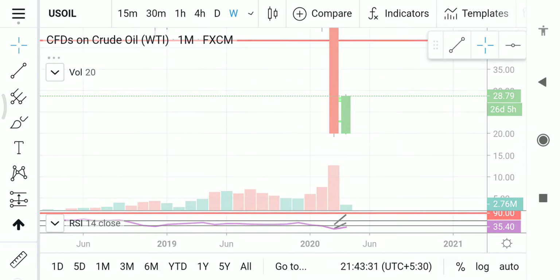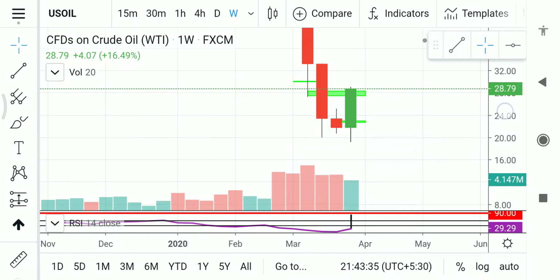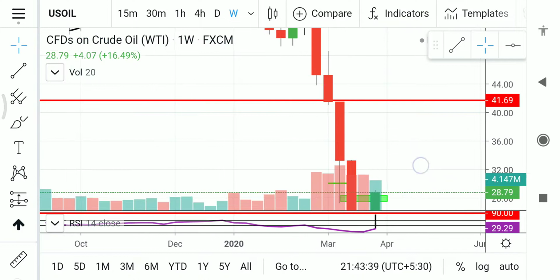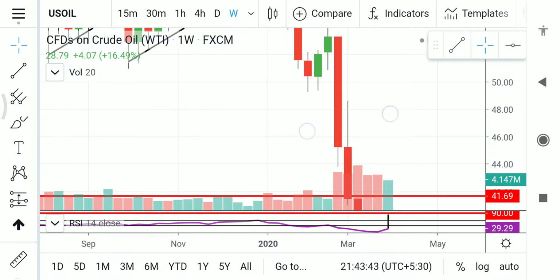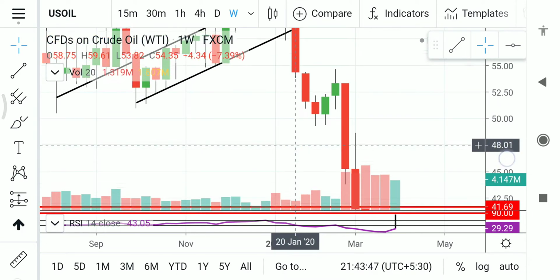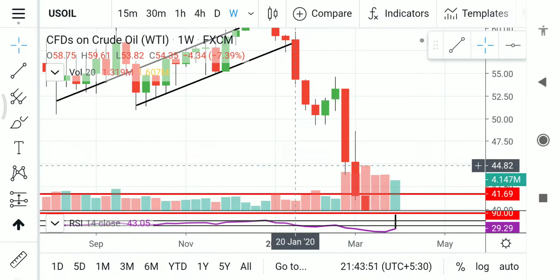I'll change it to the weekly time frame. On weekly, it had turned bullish. I will give you an update on how and why you should have taken entry, and how the market indicates in advance.